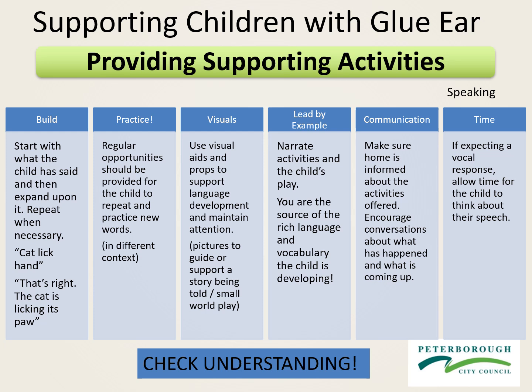So we need to start with what the child has said and then expand upon it, repeating when necessary, correcting when necessary. Cat lick hand. That's right, the cat is licking its paw. What we've done here is we've introduced an additional piece of vocabulary in the correct context. We've introduced a new word to the child. That child then needs regular opportunities to practice the use of that word. And using visual aids and props to support this language development is a really good way of doing it.